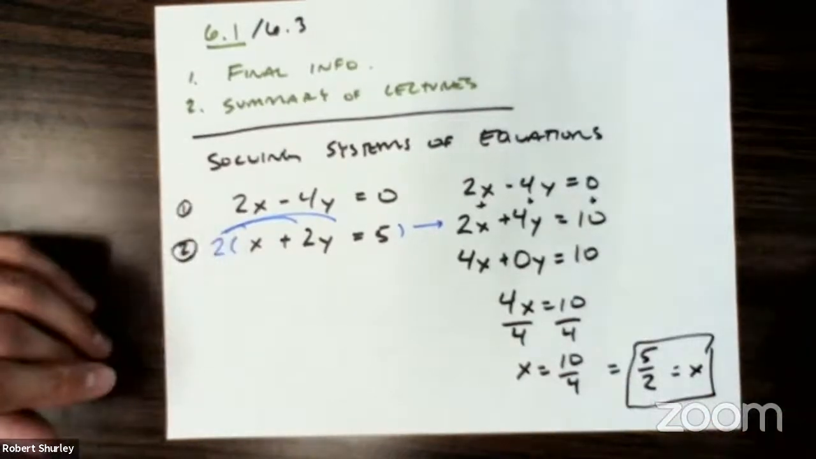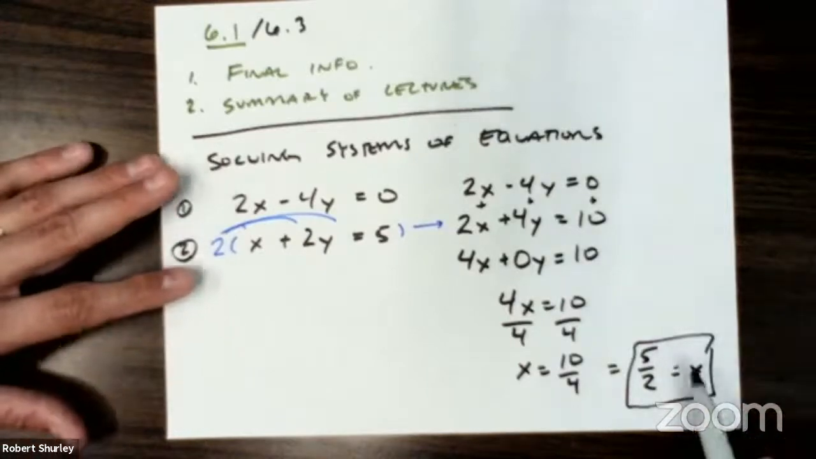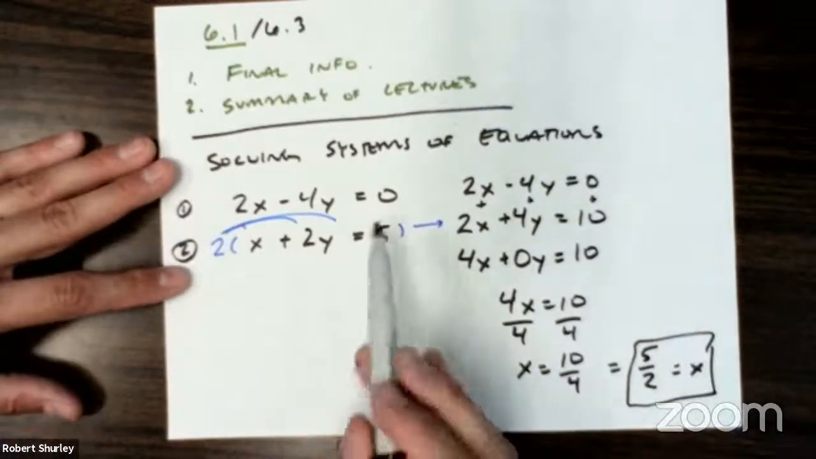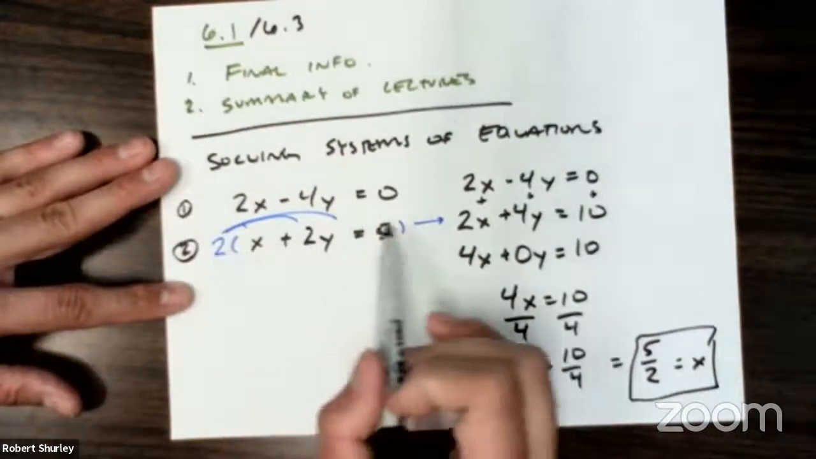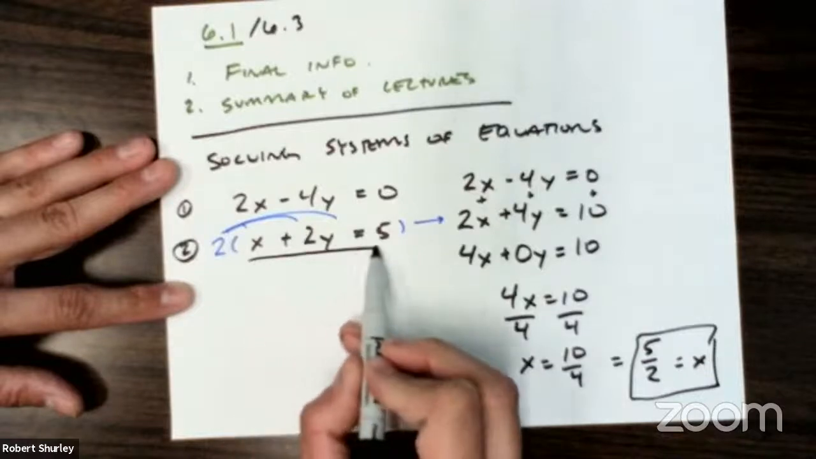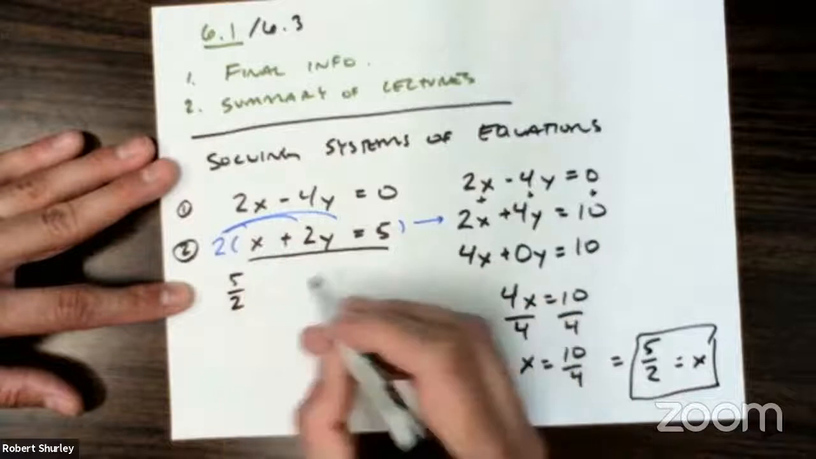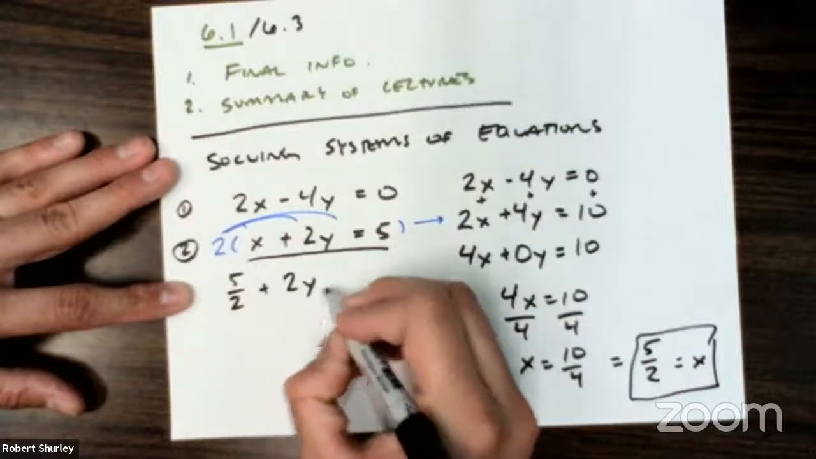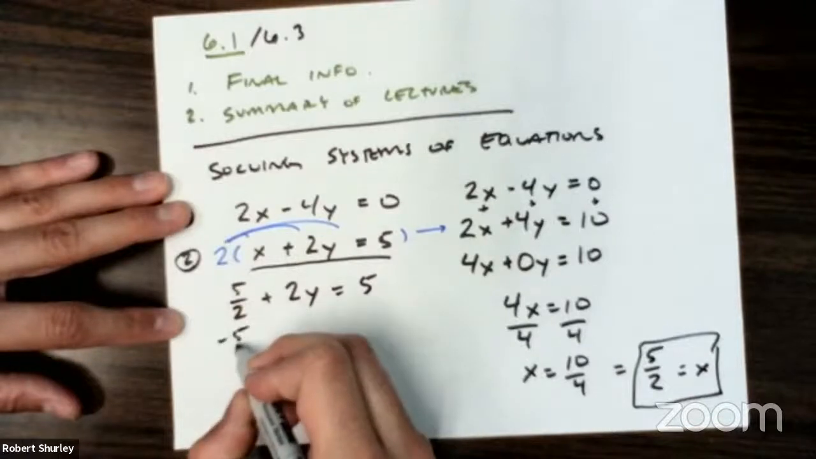And now we've got to solve for our y variable. To solve for the y variable, you take the x and plug it into either one of the equations. I'm going to plug it into the second equation, the x plus 2y equals 5. And I'd have 5/2, because that's x now, plus 2y equals 5. I'm going to subtract 5/2.